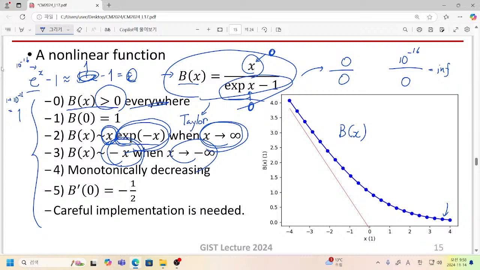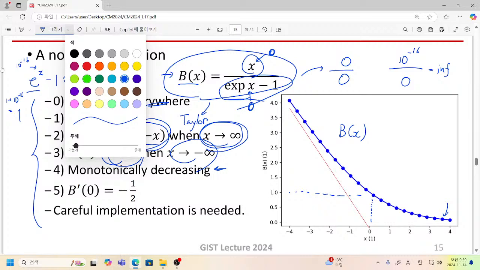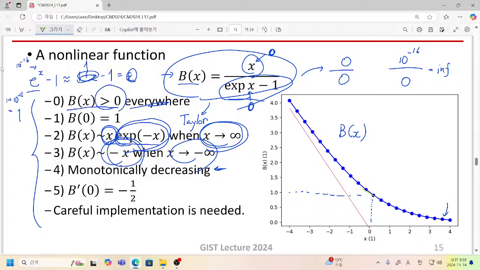So this Bernoulli function has a certain difference in its behavior when we go to positive infinity and negative infinity. So that is important. And it is monotonically decreasing, and when we take the gradient at 0, you will find that this derivative has the slope of minus half.